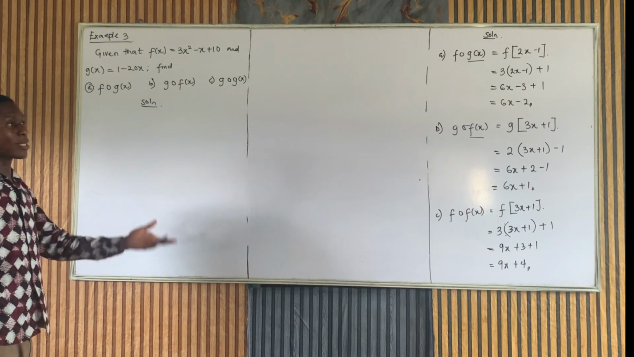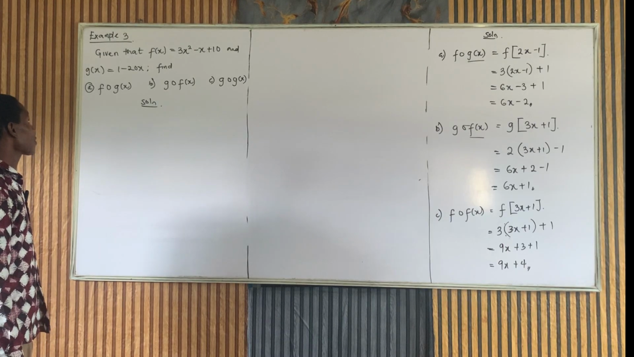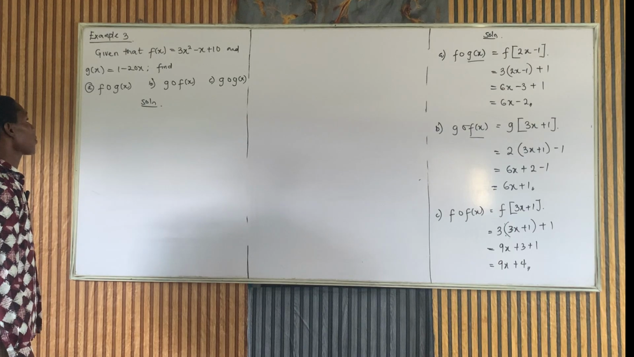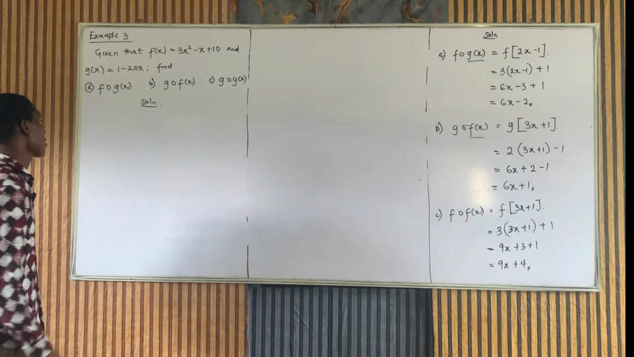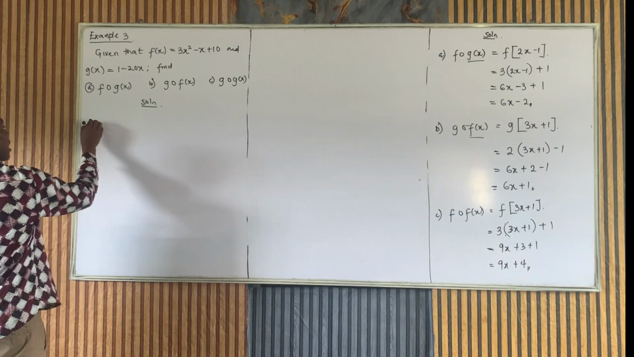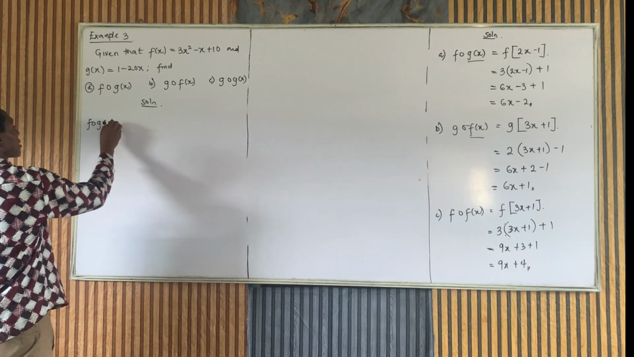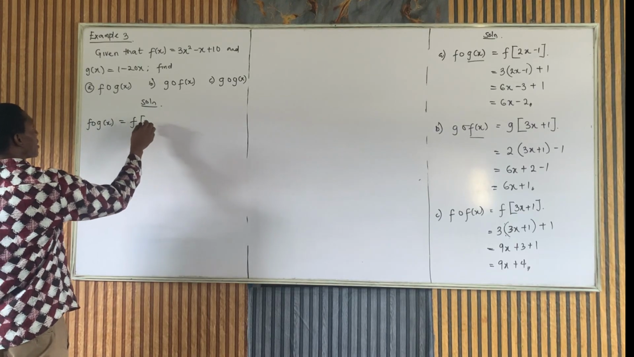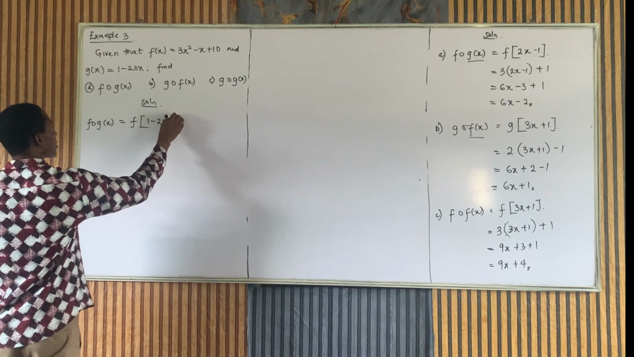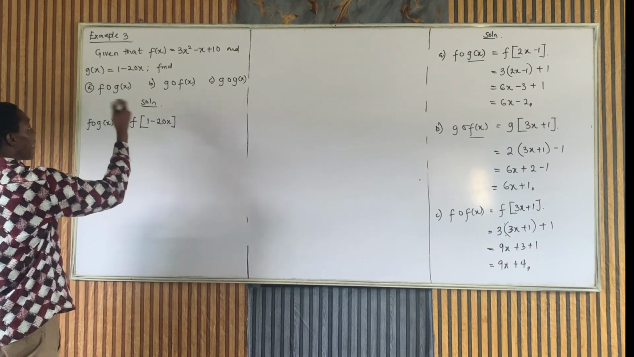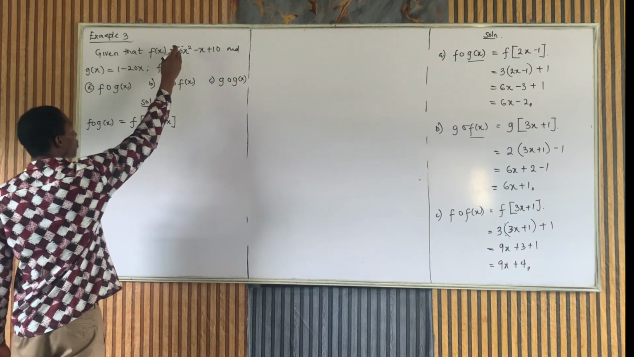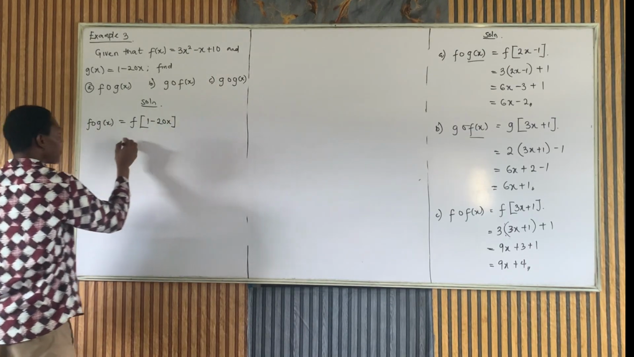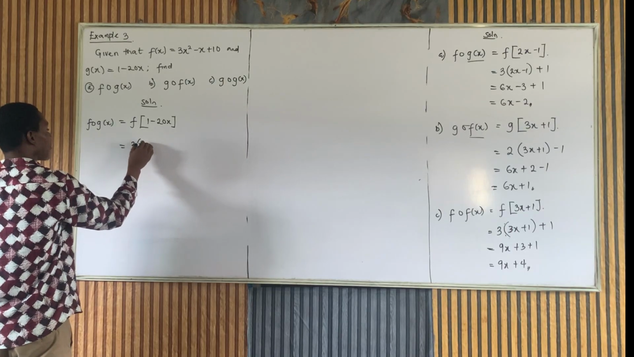Example 3, or we can say example 2 under composite function. Given that f of x is 3x squared minus x plus 10, and that g of x is equal to 1 minus 20x, find f of g of x. So, f of g of x will be equal to f of, what's our g of x? That's 1 minus 20x. So f of x is simply square that x and multiply it by 3, then minus that same x plus 10. So that will be 3 times the square of this first of all.